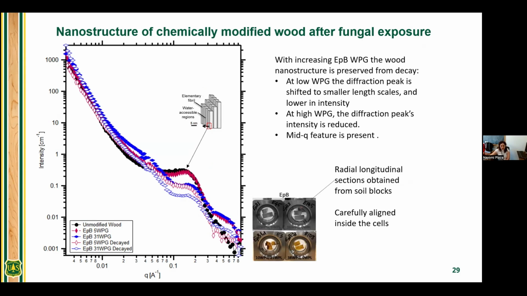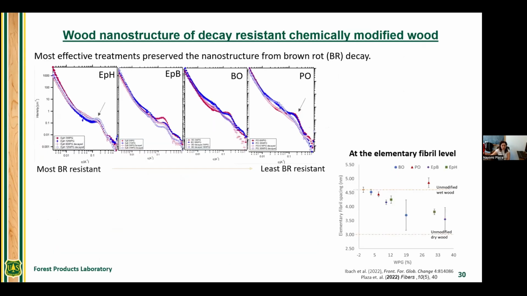And in this case, we had to also use the titanium cells. Part of the reason was that humidity control experiments during COVID times was not an easy thing to do. These sections were removed from those radial longitudinal sections from the soil blocks. So we had to align carefully inside the cells and try to make different pieces all fit to make sure we had enough material as well. So again, it's sort of an art, but that allowed us to detect how different effective treatments were able to preserve the nanostructure from the decay and compare the swelling with unmodified dry wood and wet wood, and notice that effective treatments typically just keep the cellulose microfibrils dry.